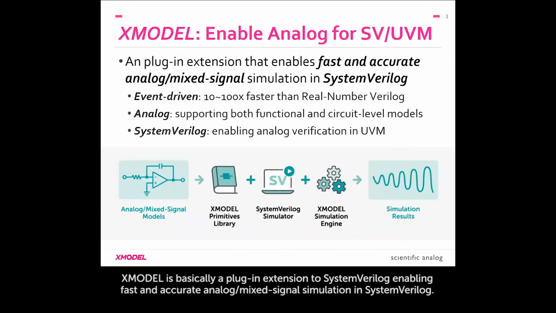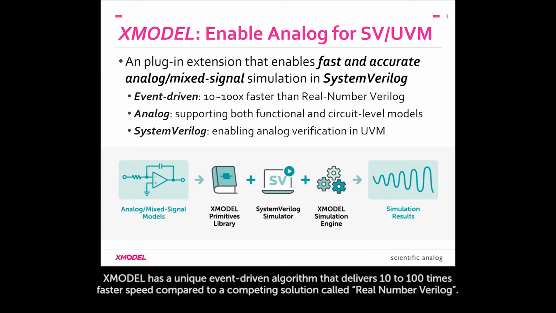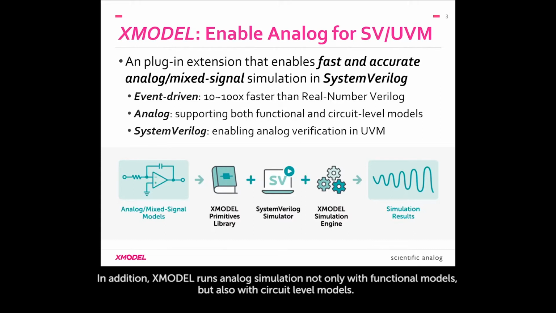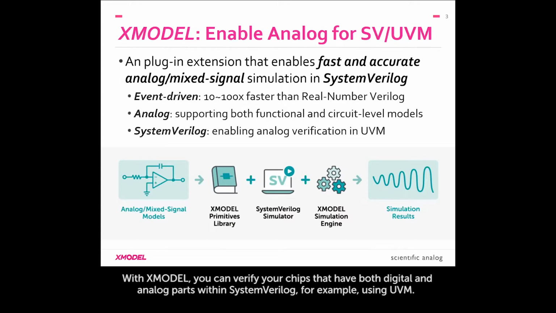XModel is basically a plug-in extension to SystemVerilog, enabling fast and accurate analog mixed signal simulation in SystemVerilog. XModel has a unique event-driven algorithm that delivers 10 to 100 times faster speed compared to a competing solution called real number Verilog. In addition, XModel runs analog simulation not only with functional models but also with circuit-level models. With XModel, you can verify your chips that have both digital and analog parts within SystemVerilog, for example, using UVM.